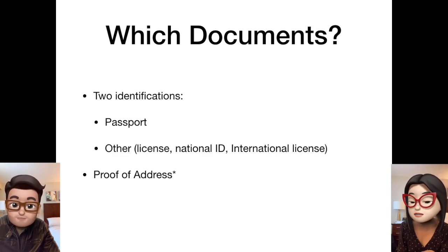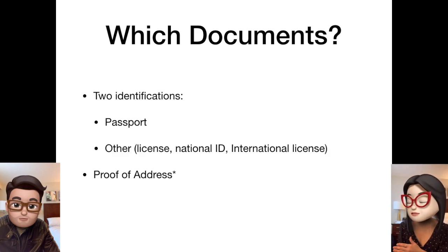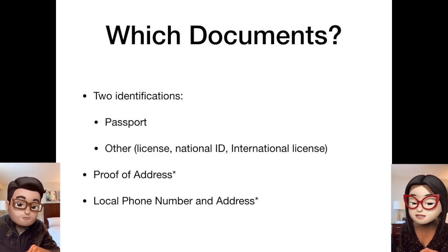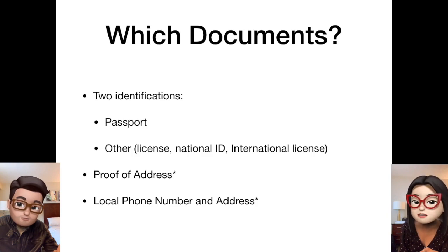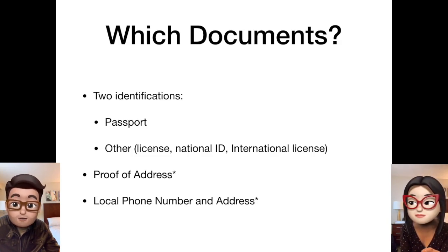The second thing you need is a proof of address. Only one of the banks asked for that, which is why we have the asterisk. Definitely Wells Fargo didn't ask for a proof of address, but some did. And a local phone number and address. Again, this depends on the bank, but you might want to have a local phone number prepared. It's not a number that they will call you on, but they have forms with a requirement that they need to fill.